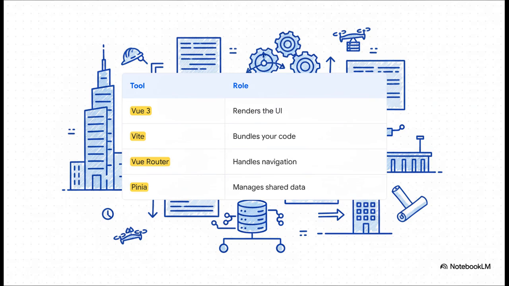So here's the breakdown of that team. You've got Vue 3, that's the engine, rendering everything. Then you've got Vite, which is the super fast build tool that puts it all together. Vue Router, well, that handles people moving between different pages. And Pinia acts like a central warehouse for any data that needs to be shared all over the app. Now, as the director, you don't need to operate these tools yourself, but knowing what they do is crucial for giving clear instructions to your AI.